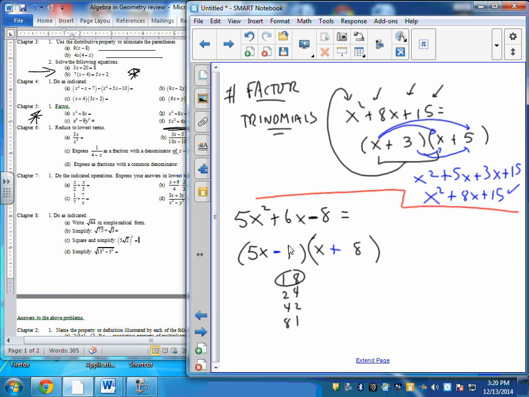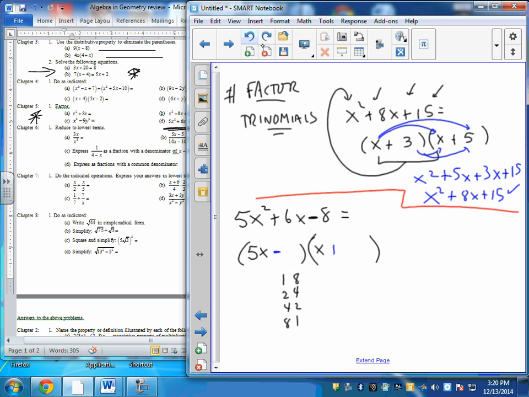So work with your outsides. Oh, well, that's 40 x's. That looks way too much. The inside, we only have minus 1x. So that's not going to give us our 6x. Remember, we need 6x. So that's wrong. Let's back those out and try another pair.